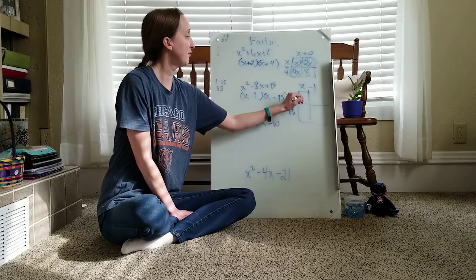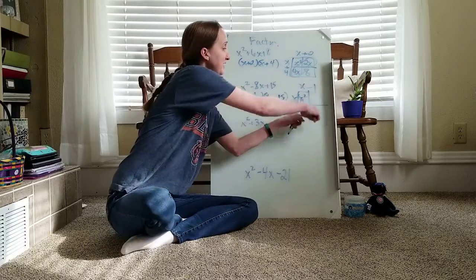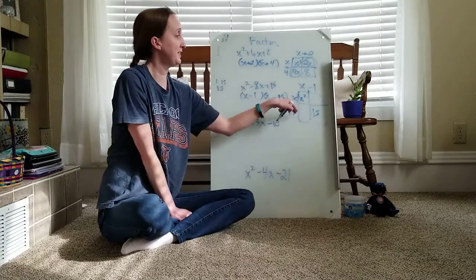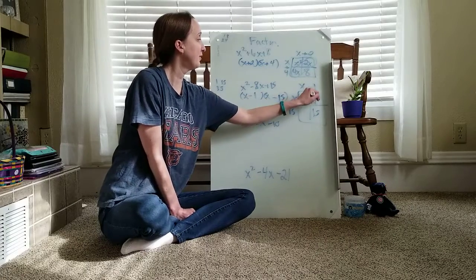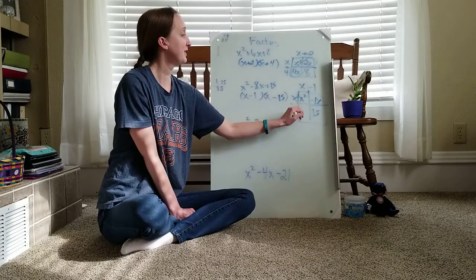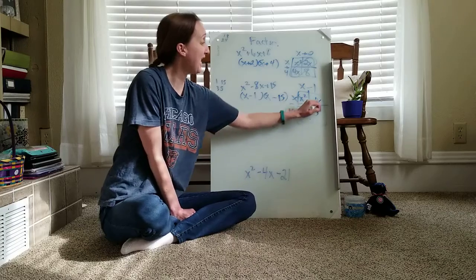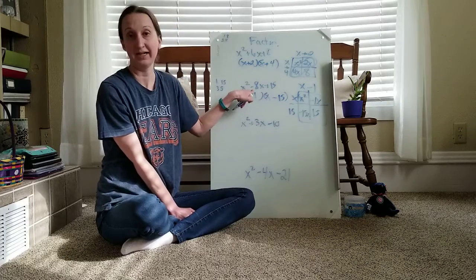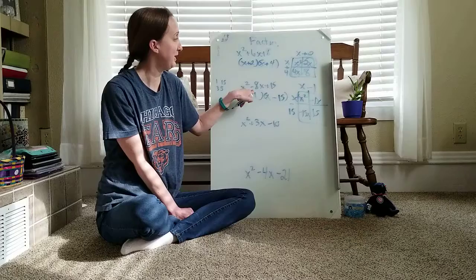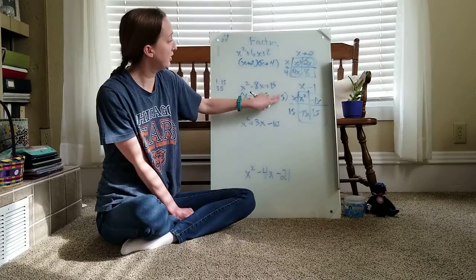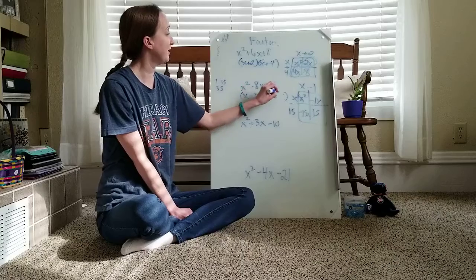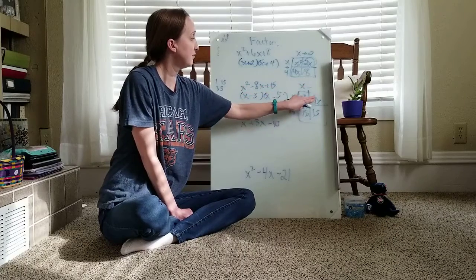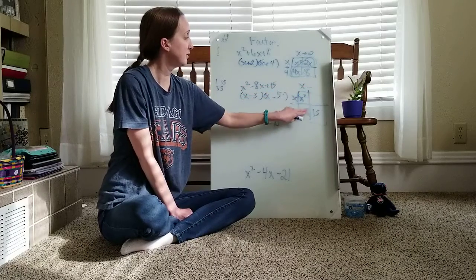The x squared part will check, and this 15 part will check, but it's this part that tells us this is not right. This will give us -1x, and this will give us -15x, and when we add those together, it's not giving us the correct piece here. Go back to the drawing board. Let's try 3 and 5 this time.